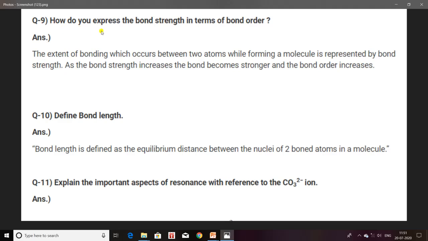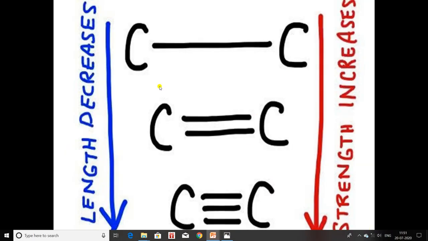Question number 9. How do you express the bond strength in terms of bond order? If the bond order is more, that means if the number of bonds between 2 atoms is more, then the bond strength will be high. Here you can see that between the carbon-carbon atoms a single bond is present, that means bond order is equal to 1. Here a double bond is present, bond order is equal to 2. Here bond order is equal to 3.